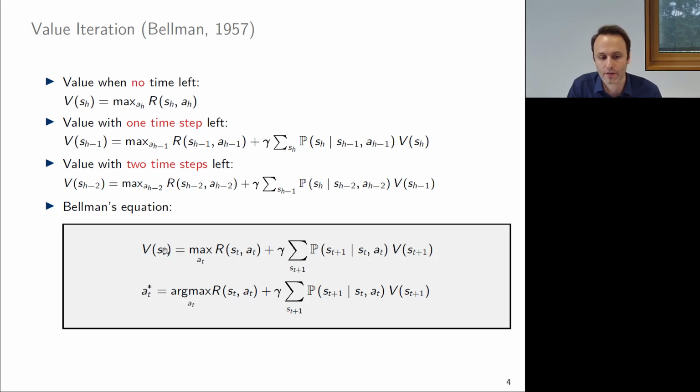So the expected value of any state in any time period t is just given by the maximum of the reward function, which is a function of the state-action pairs in the current period, plus the discounted expected future cumulative rewards. To know which one is the optimal action, we can extract that by taking the argmax, and that's denoted by a star t.